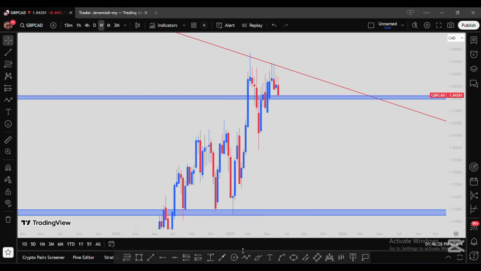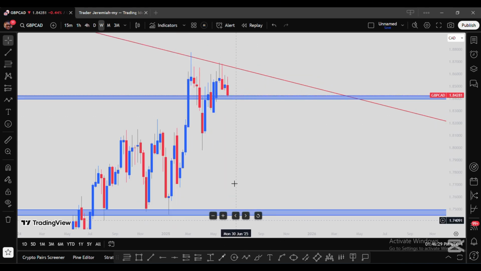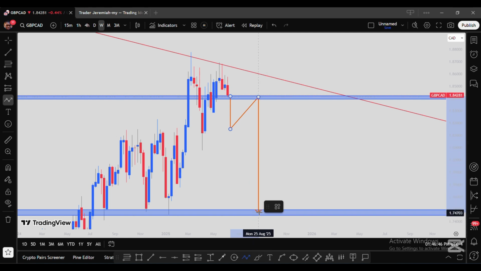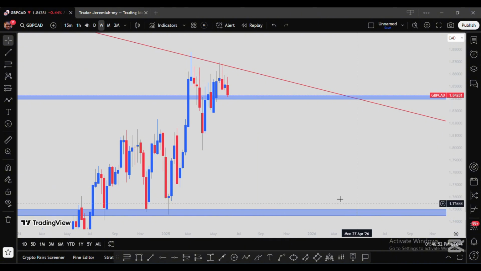For me to get into a sell trade, I'll be waiting for price to break this level. Since the higher time frame trend is to the downside, I'll be waiting for price to continue heading lower to break this level. After we have a break of this level, I'll be waiting for a retest. After we have a retest of this level, I'll be looking to go into a sell trade back into the next major level. So that is just how I'll be getting into a sell trade on GBPCAD.